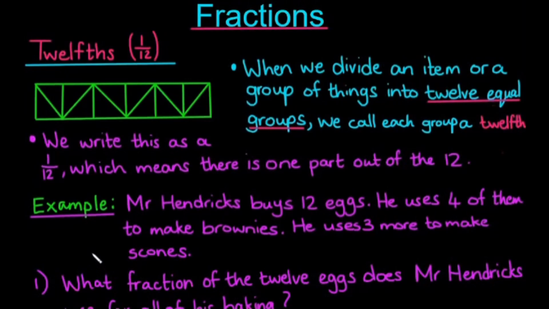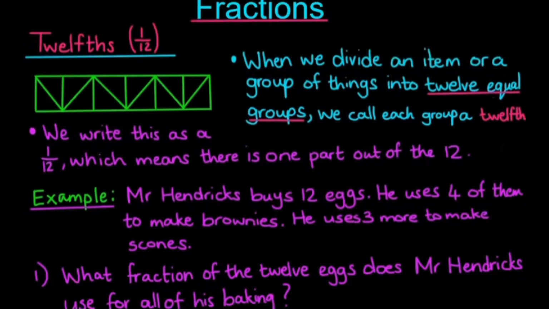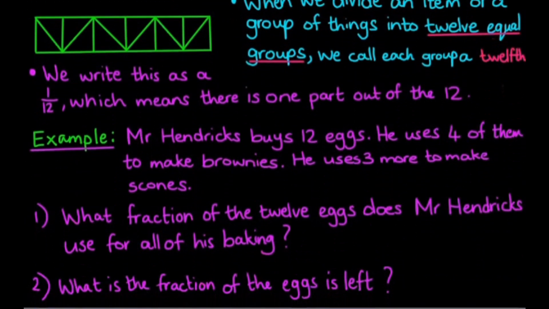The last group of fractions that we'll be looking at is the 12ths. When we divide an item or a group of things into 12 equal parts, we call each group a 12th. So we write this as 1/12, which means there is 1 part out of 12. So in our example that we have here, we have Mr. Hendricks that buys 12 eggs. He uses 4 of them to make brownies and he uses 3 of them to make scones.